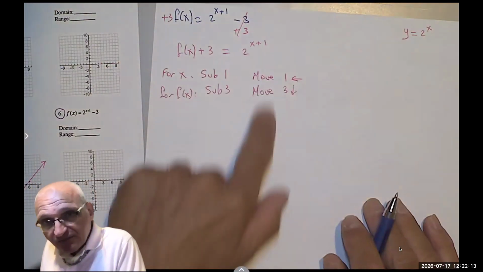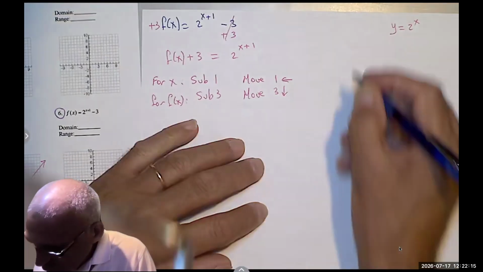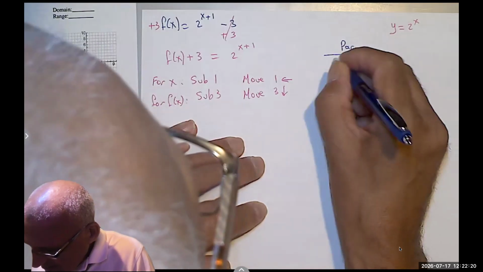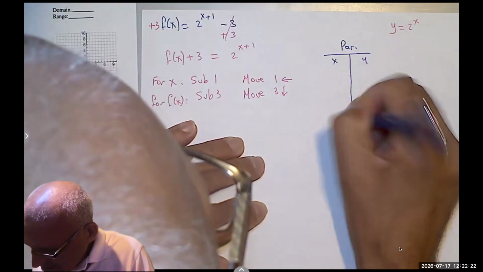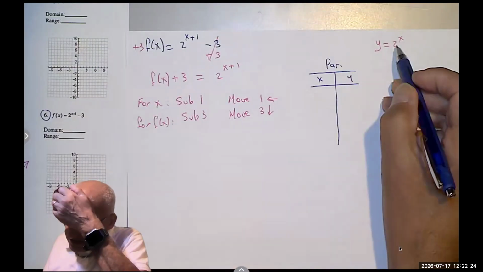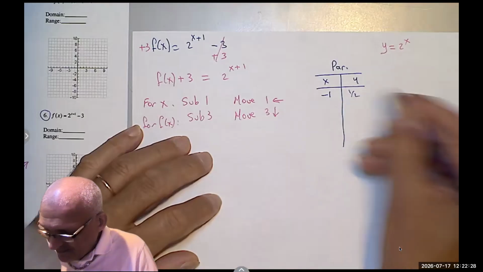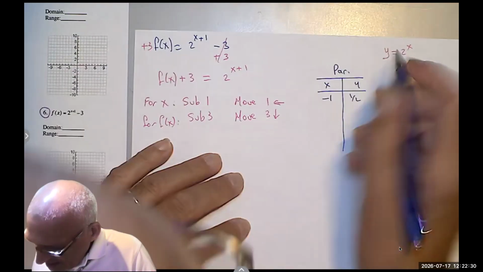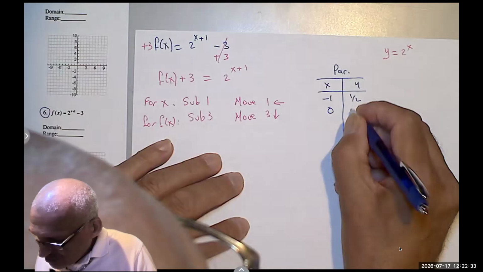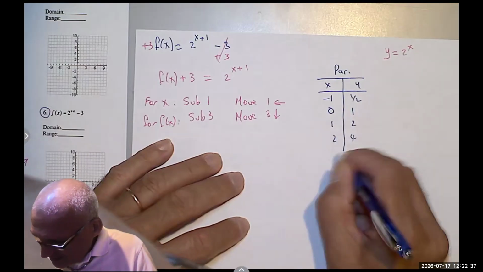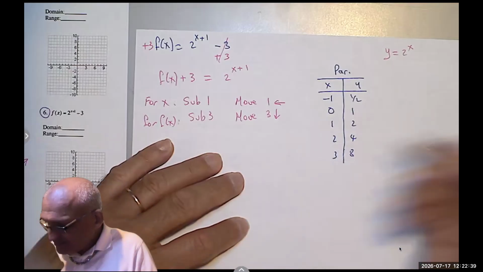That's the description of what happened. That's what I'm going to use to create the table. For the parent, I have x and y, and I can pick easy values. So -1, 2 to the -1 is 1/2. I don't want to use fractions. So at x is 0, anything to the 0 is 1. At x is 1, I get 2. At x is 2, I get 4. At x is 3, I get 8.